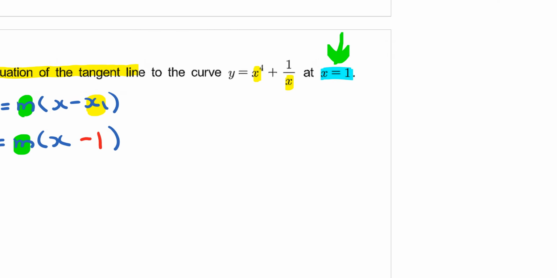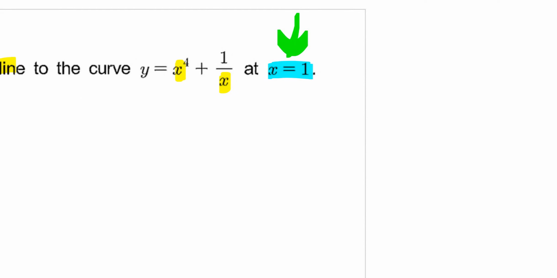Okay, so let's go ahead and find the derivative of our problem here. And before we take the derivative, we can rewrite this as x to the power 4 plus x to the power minus 1. So I need to find the derivative value when x equals 1. So let's go ahead and take the derivative. I'll write this as y prime equals.